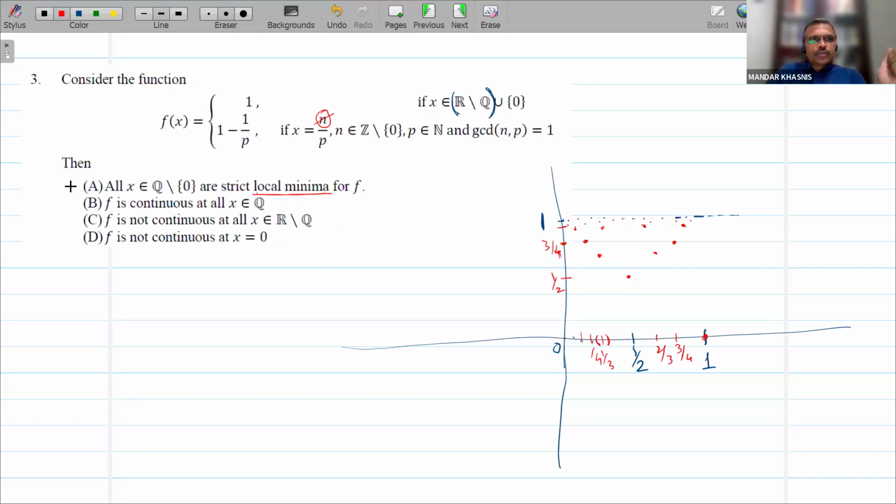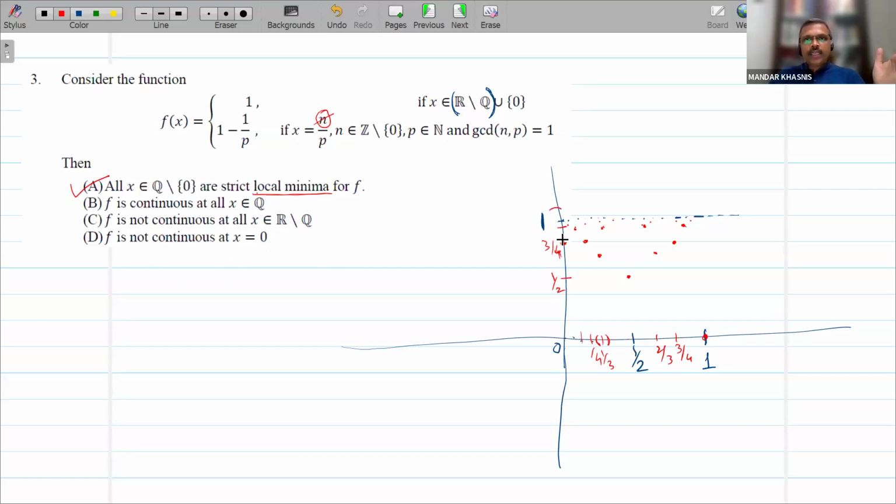So this is very much true. And the other things are not true. It is not continuous at all rationals, which is not true. F is not continuous at all irrationals is not true. Actually, F is continuous at every irrational. In fact, it is also continuous at 0, because at 0 it is defined as 1.